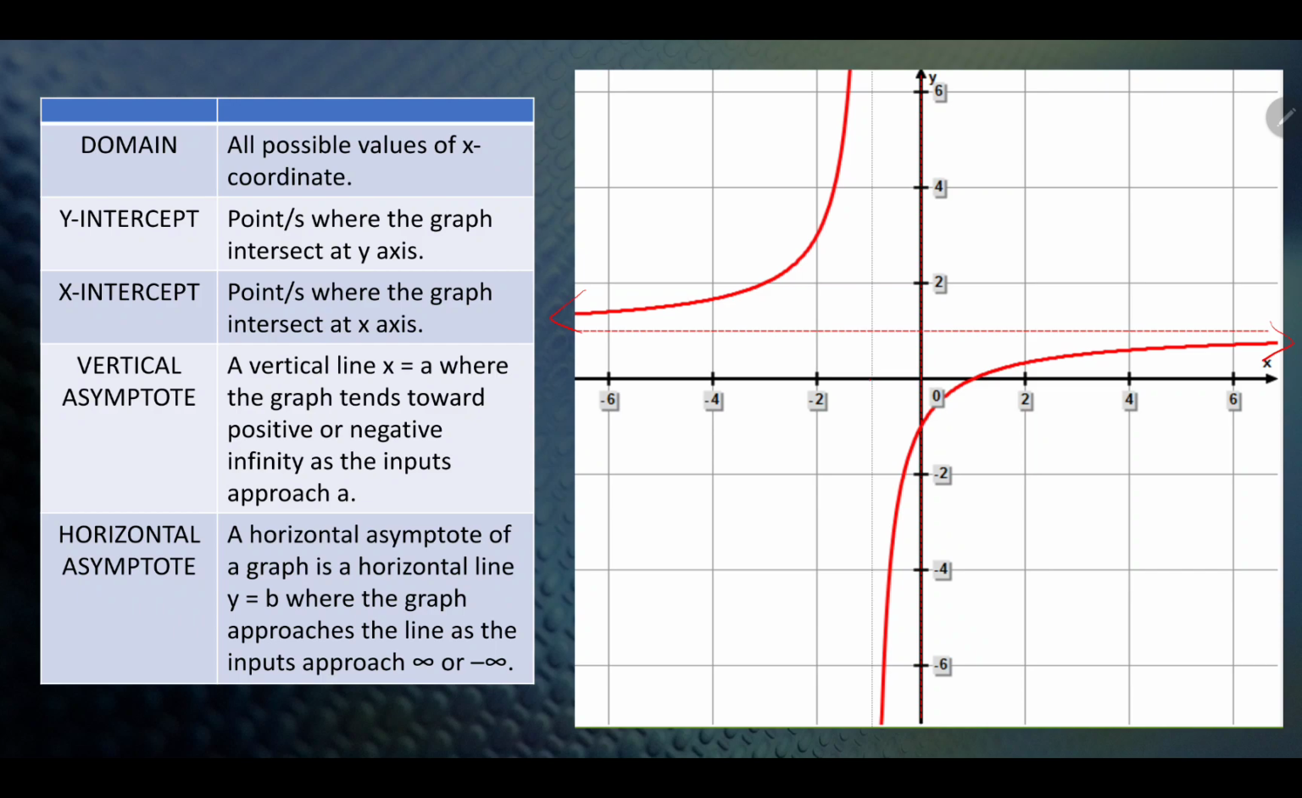For the y-intercept, these are points where the graph intersects the y-axis. The y-axis is the vertical line, and the graph intersects at (0, -1). When we say x-intercept, these are the points where the graph intersects the x-axis. Looking at the horizontal line, the x-axis, the graph intersects at (1, 0). So these are the intercepts of our rational function.